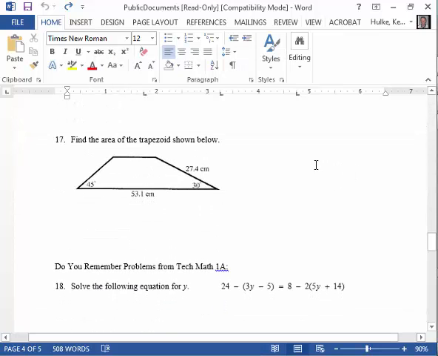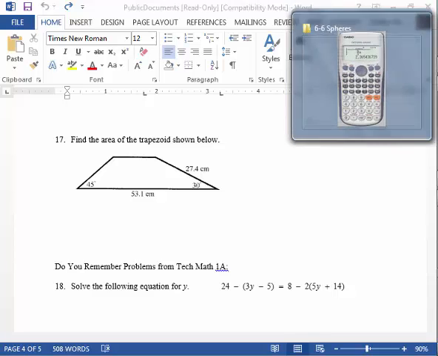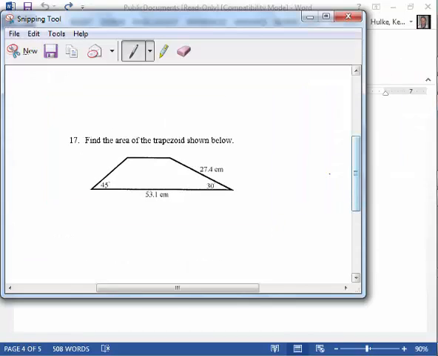Find the area of the trapezoid. Since it's a trapezoid, this base and this base are parallel, and we want to know the area. Area is the sum of the bases divided by 2 times the height. Well, if that's a 45-degree angle and that's a 30-degree angle, this distance is half the height. I'm sorry, twice the height. So this is the height.